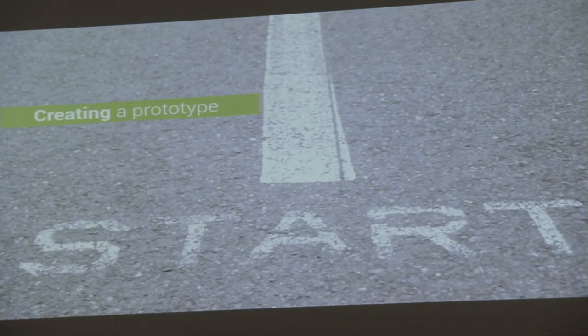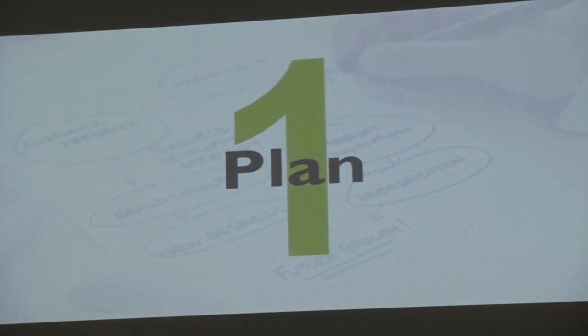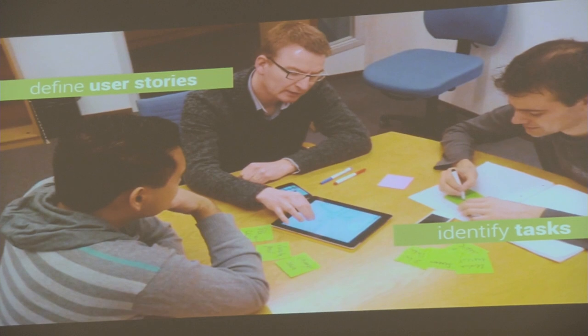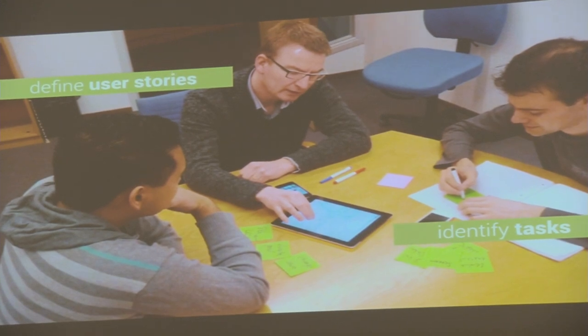So let's start by creating a prototype. The first thing we should do, obviously, is plan. This sounds easy, but what I mean is you have to define some kind of functional block. For me, that's the user interface. It's a definition of what a basic function of the application would be.